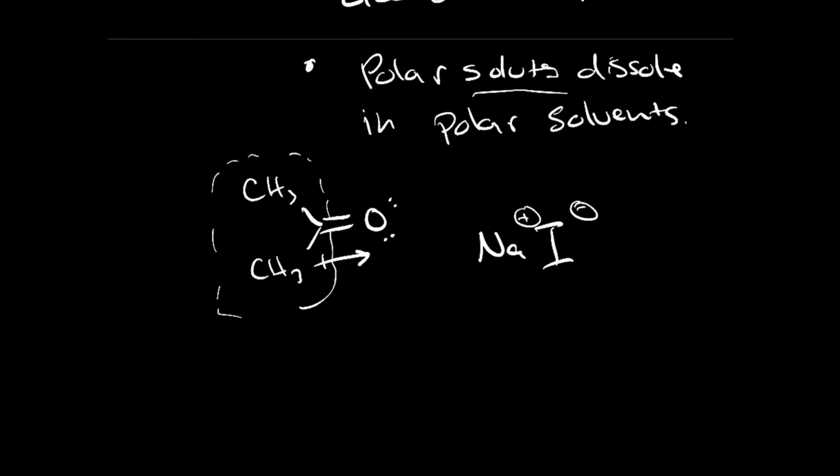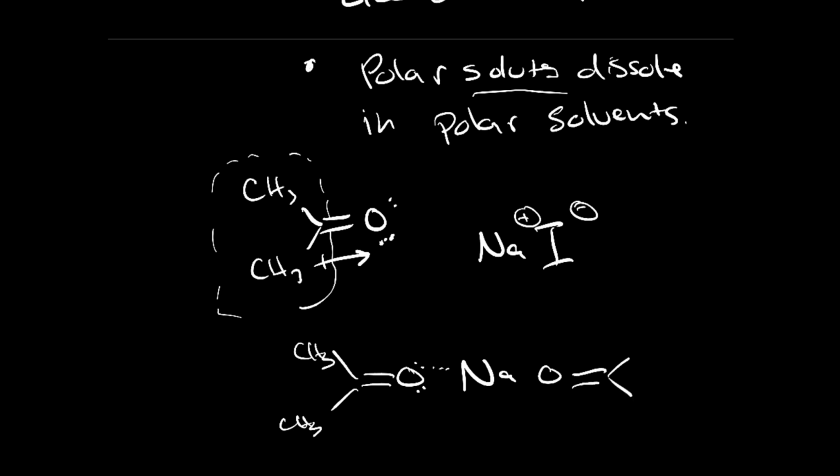Now, that can be facilitated if you're an acetone molecule by coming in and just taking iodide's place. And how does that look? Basically you have a sodium and you're going to have an acetone here, right? And it's going to just start surrounding the sodium with acetones.